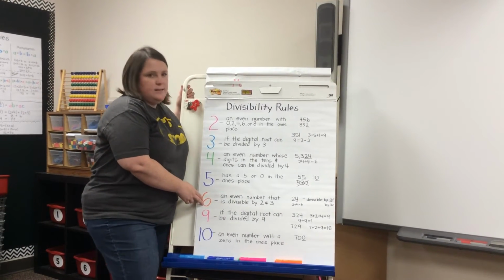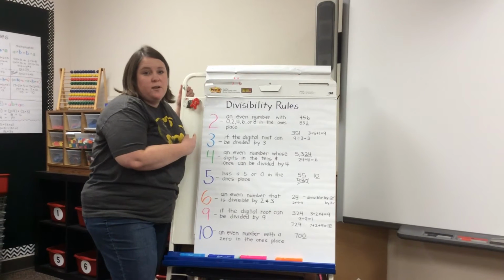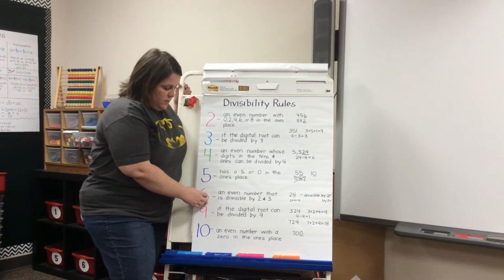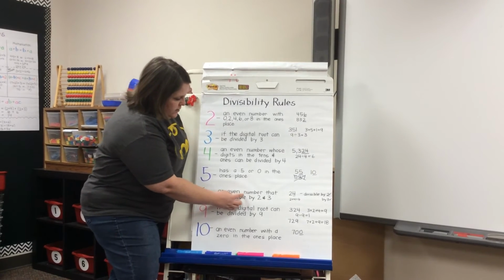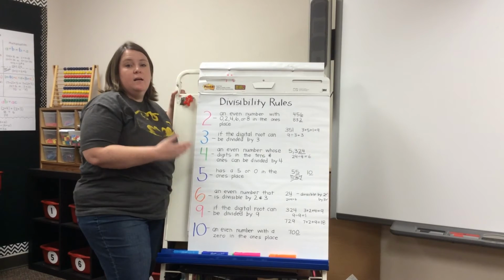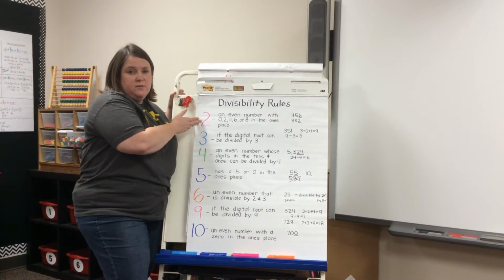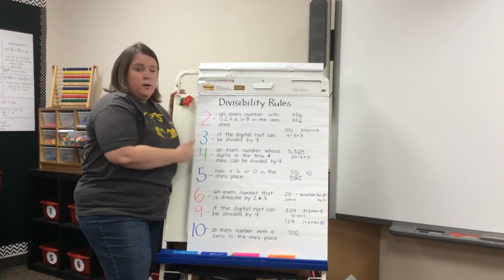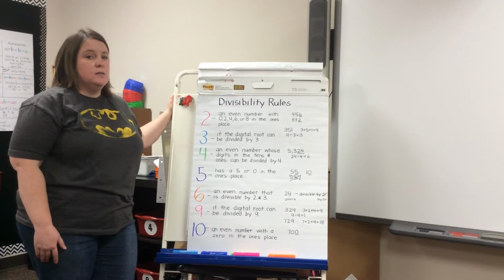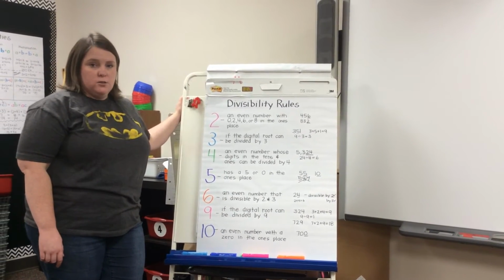Let's look at 6. 6 is one of my favorite rules because you should have already done the hard work for you when you determined whether it was divisible by 2 or 3. So 6 is an even number that is divisible by 2 and 3. So once again, because it's even, it has to be divisible by 2. But further, it also has to be divisible by 3. The reason this works is because 2 and 3 are factors of 6.